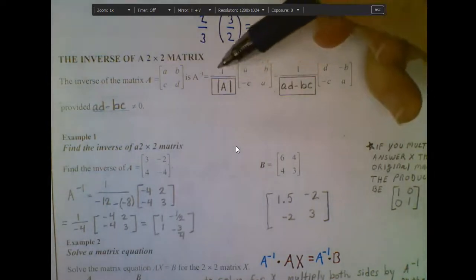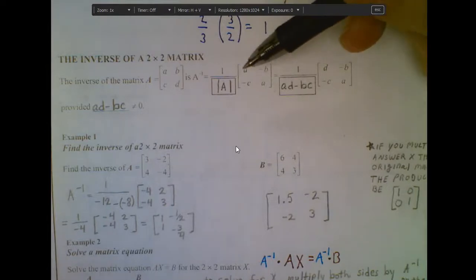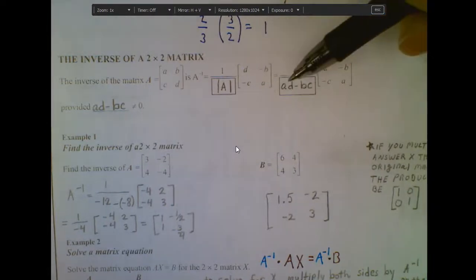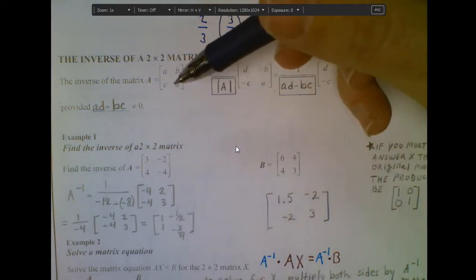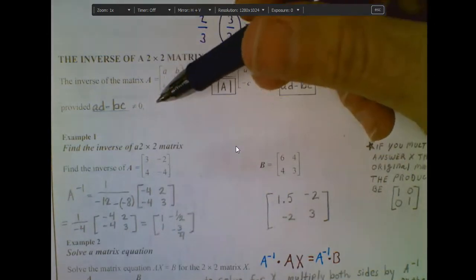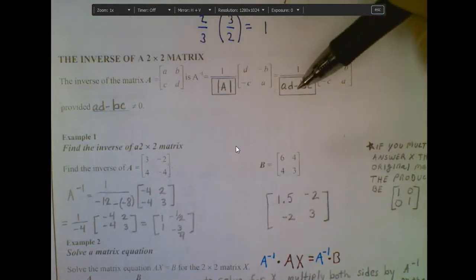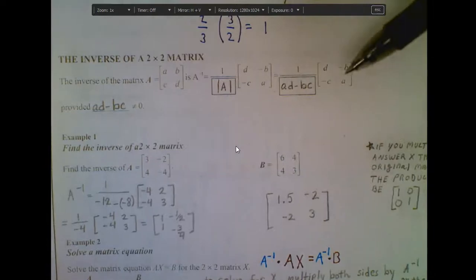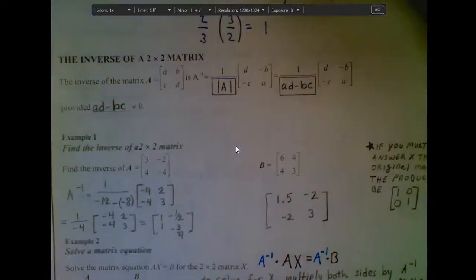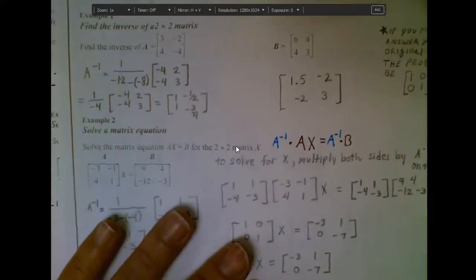So I'm taking 1 over the determinant times the altered matrix, and that's going to create the inverse for me. If I were to do the determinant of this, which is AD minus CB, that's the number that's going to go on the bottom. That's what you're seeing right here. And then I'll distribute it to this, and I'll create the inverse matrix. So let me show you one with real numbers here.